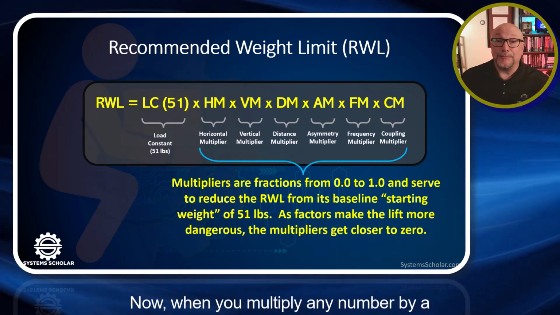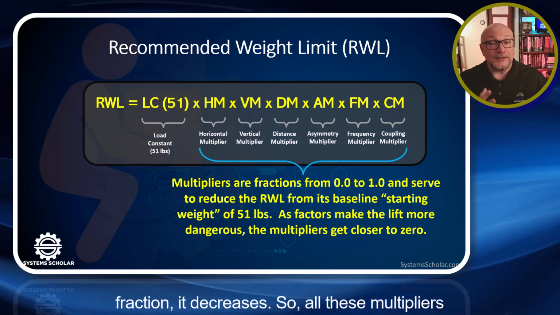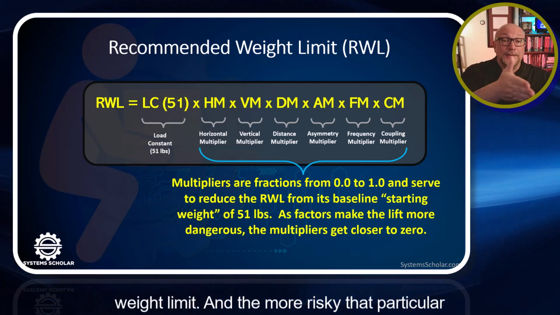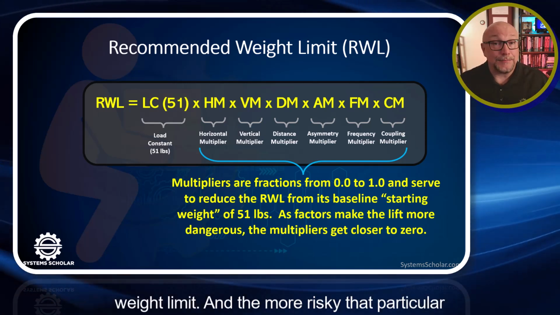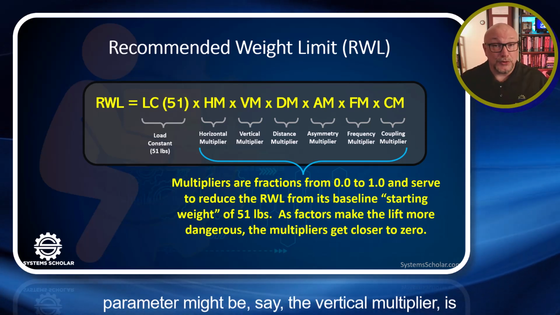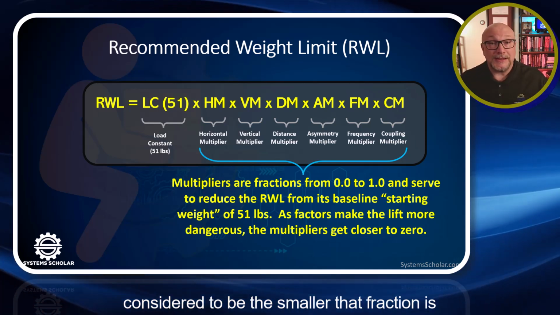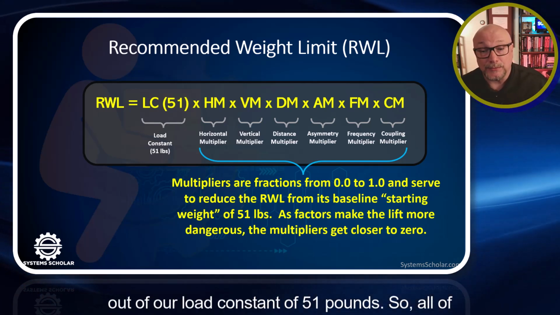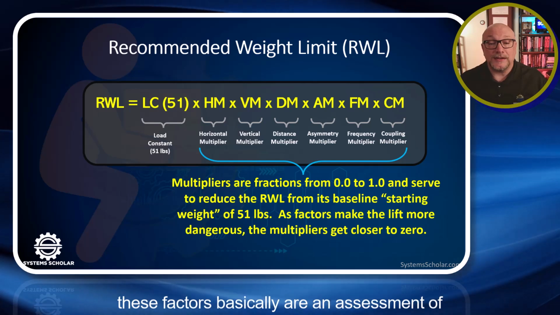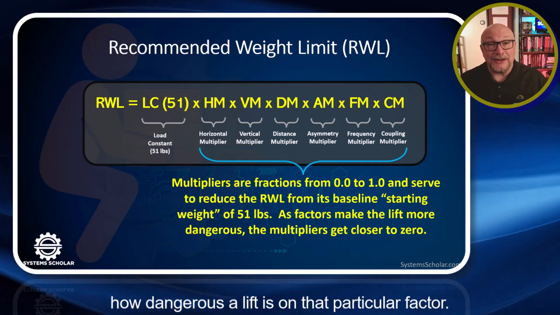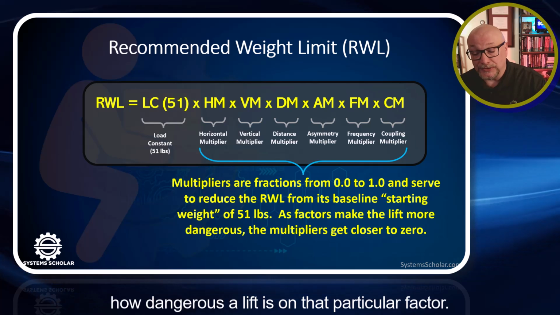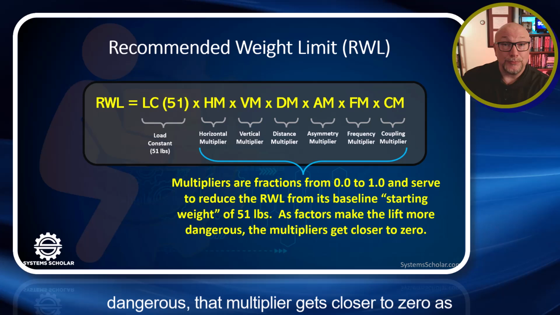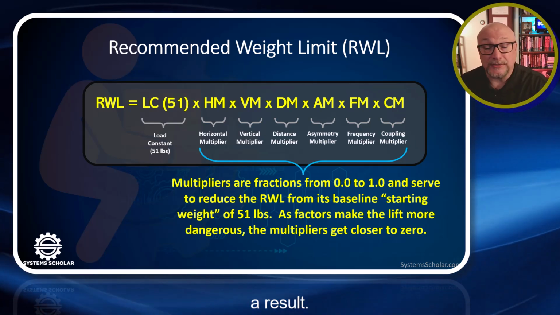Now, when you multiply any number by a fraction, it decreases. So all these multipliers actually serve to reduce the recommended weight limit, and the more risky that particular parameter, say the vertical multiplier, is considered to be, the smaller that fraction is going to be and the bigger bite it's going to take out of our load constant of 51 pounds. So all of these factors basically are an assessment of how dangerous a lift is on that particular factor. And then as that factor makes the lift more dangerous, that multiplier gets closer to 0 as a result.